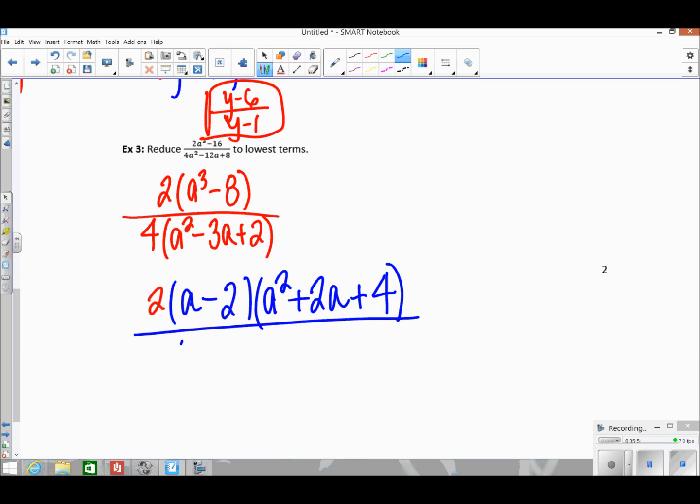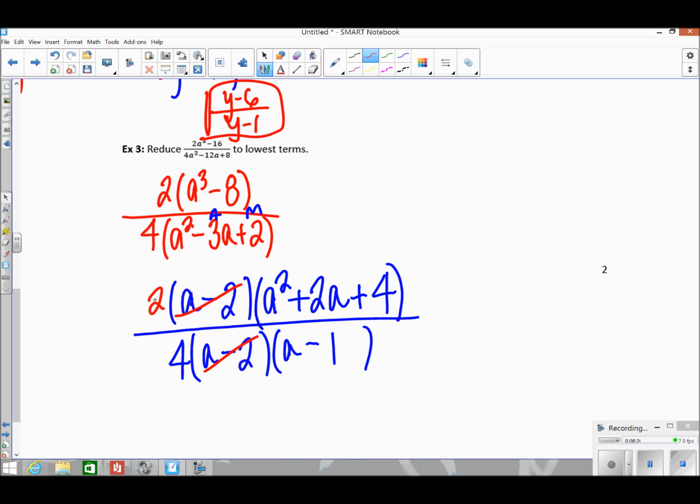And then at the bottom, I have 4, and then I want to see if I can break this up into quadratic factoring. So add to negative 3, multiply to 2, which tells me that I'm going to have the same sign, and they're going to both have to be negative since I'm adding to a negative. And my answers are going to be 2 and 1. And then we want to see if we can go any further. So right now I see that these are going to cancel.